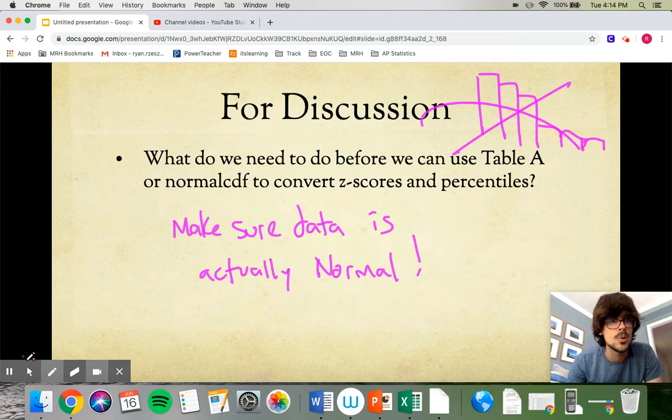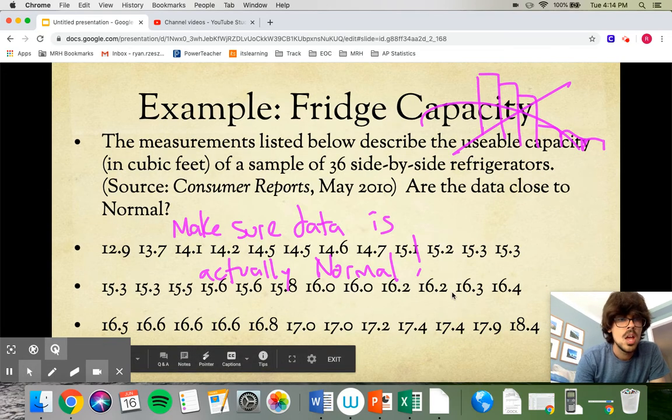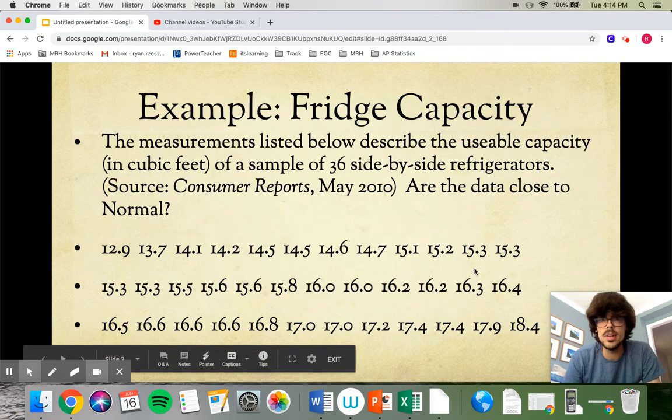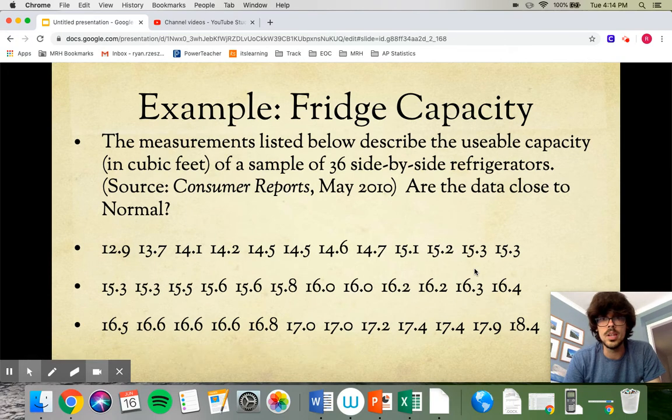Okay, so that seems pretty obvious, but it's easy to get in autopilot mode and do normal CDF when you're not supposed to. So, how do you decide if a data set is normally distributed or if normal CDF would be appropriate? Honestly, in this chapter, most of the problems are going to be normal because it's what we're practicing right now. But if you're handed a data set, it doesn't say it for you.